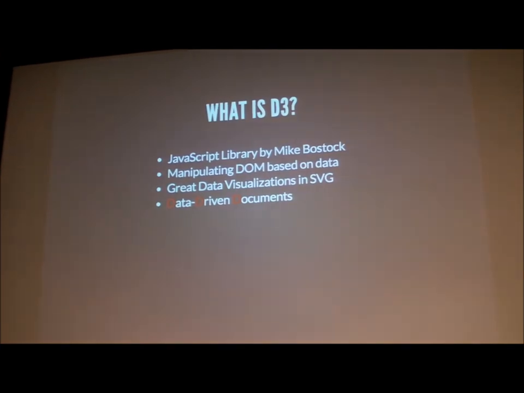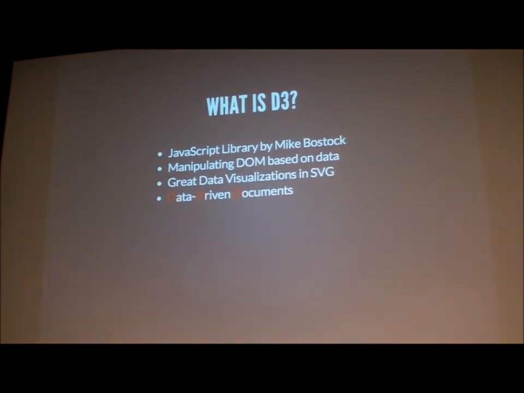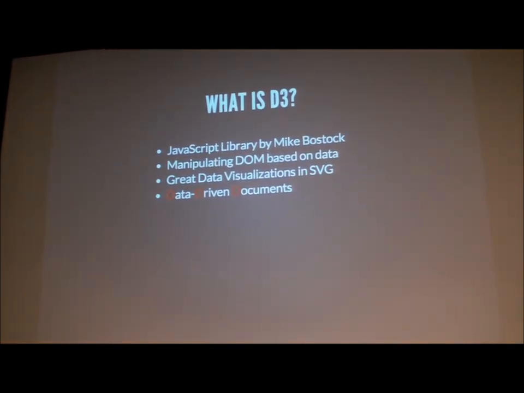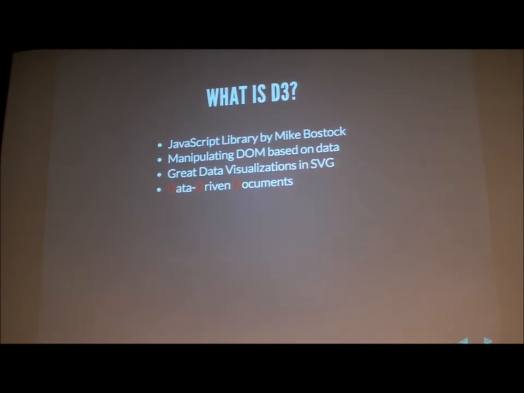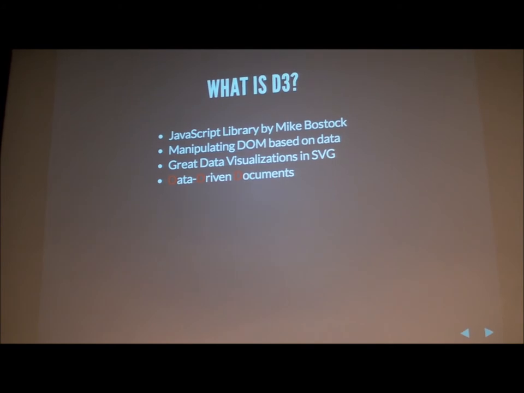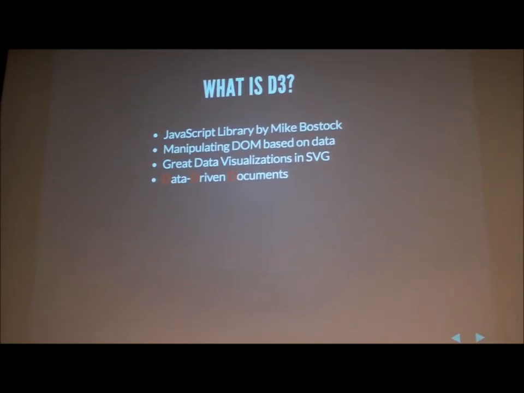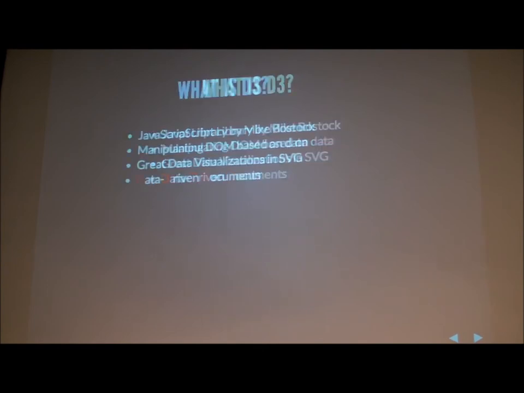So what is D3? D3 is a JavaScript library by Mike Bostock, who works at NewYorkTimes.com. D3 is for manipulating the DOM based on data. D3 is for great data visualizations in SVG. And D3 stands for data-driven documents.